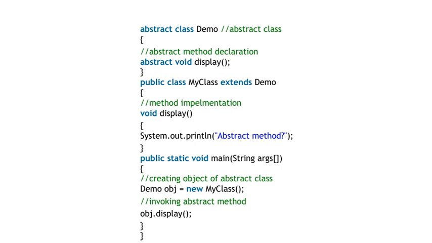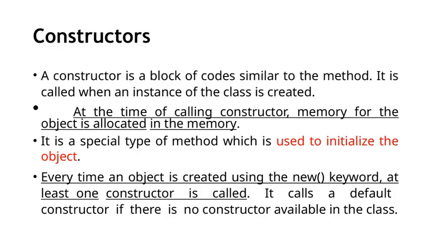Let's talk about constructors. A constructor is a special block of code that looks similar to a method, but its main job is to initialize objects. When you create an instance of a class, the constructor is called automatically. At that moment, the memory for that object is allocated, meaning the system sets aside space to store all the object's data. What makes constructors unique is that they are specifically used for initialization. Every time you use the new keyword to create an object, at least one constructor gets invoked.